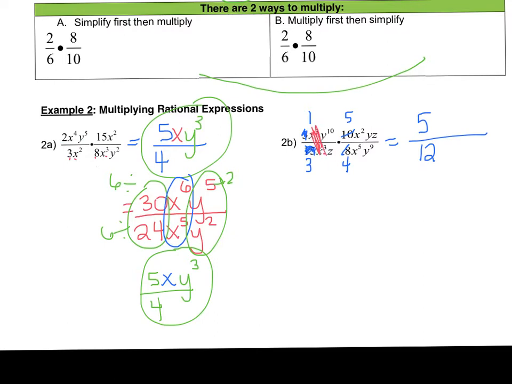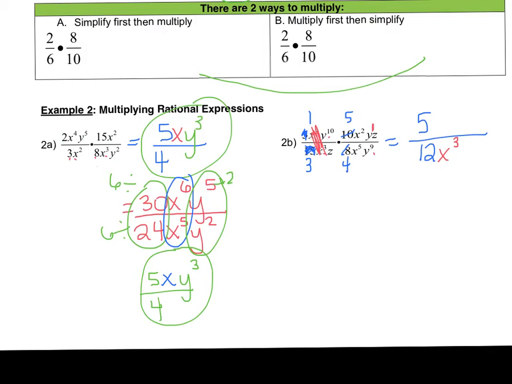Next, I have x to the second and x to the fifth. So that's going to leave me with 3 on the bottom, because 5 minus 2 is 3. It'll be down below. Now let's look at the y's. I have 10 right here, 9 right here, and 1 right here.